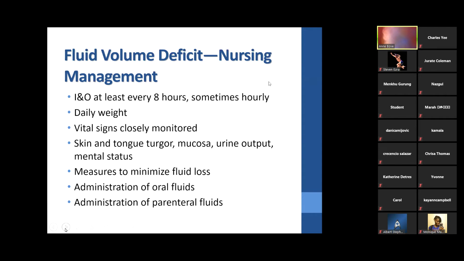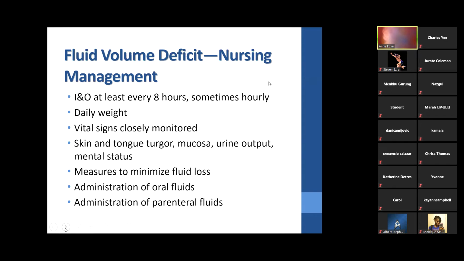You want to watch vital signs. If somebody starts to become hypovolemic, their blood pressure will go down and their heart rate will go up because there's less volume and the body's trying to pump it around. You'll see skin turgor change with regards to it being poor and the mucosa drying out.